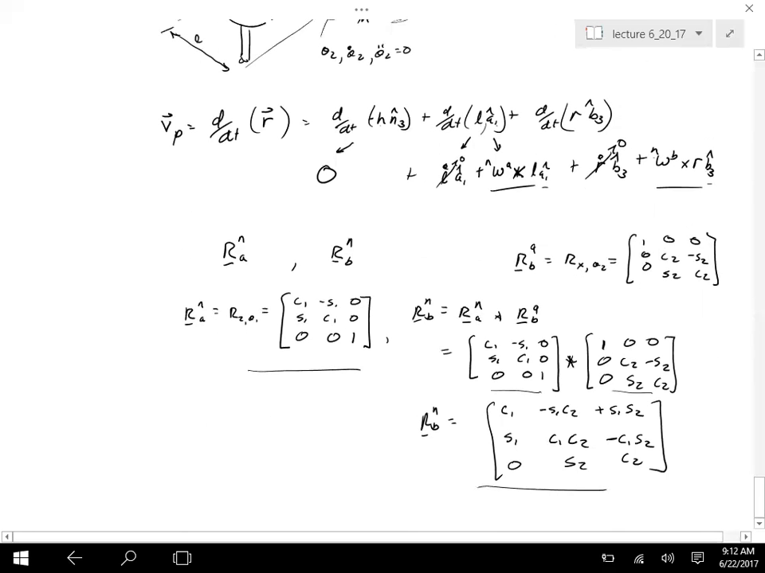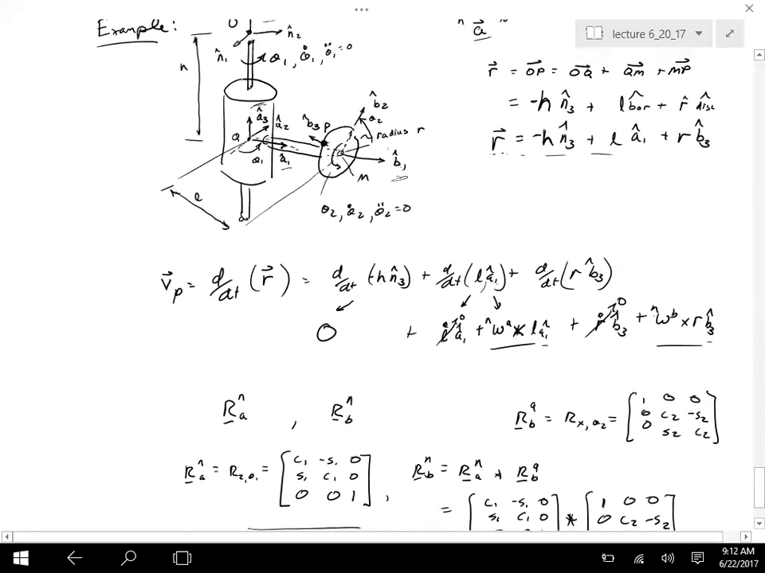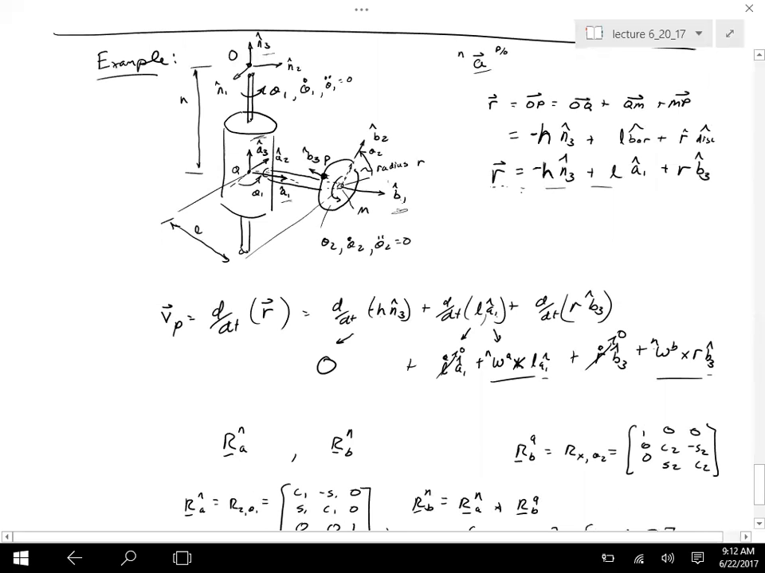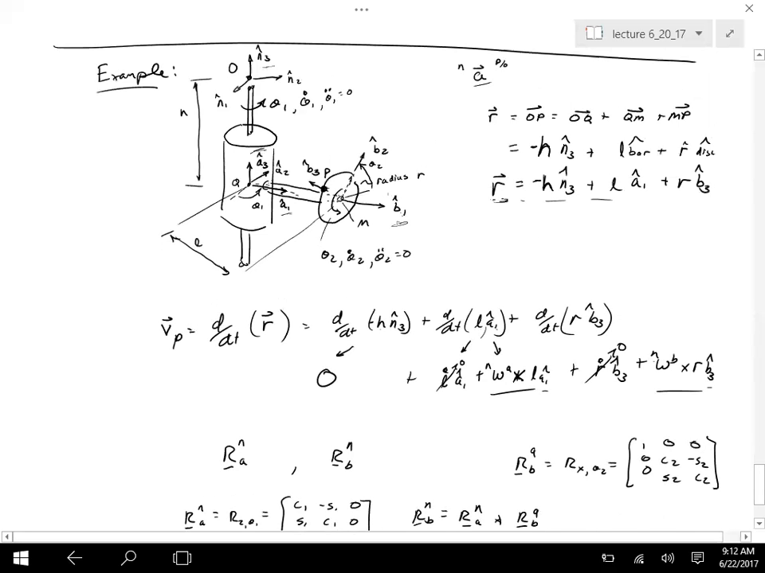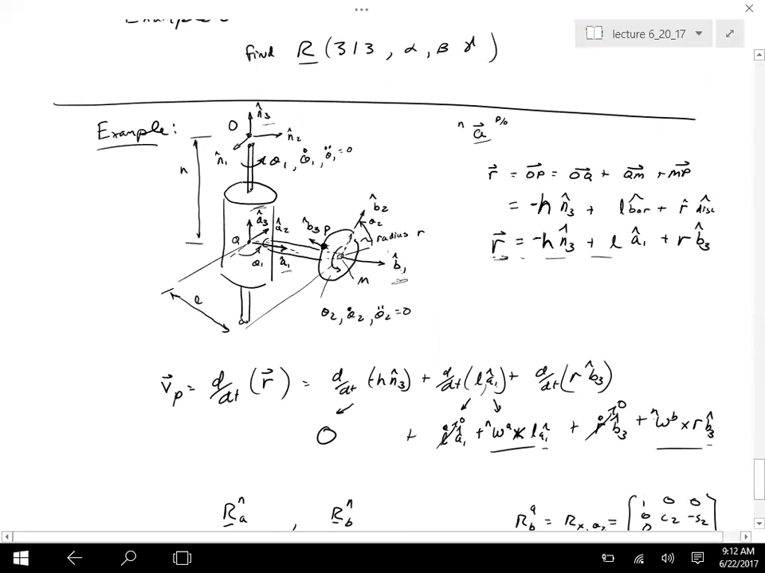Now let's go back and revisit what we're trying to solve. So I have my description of point P. I called that R relative to my inertial frame. So I started up here. I first had a vector negative H in the N3 plus L in the A1 plus little r in the B3. That's how I described that R. Any questions on that? Pretty straightforward. I could have written it other ways, but that's how I wrote it.